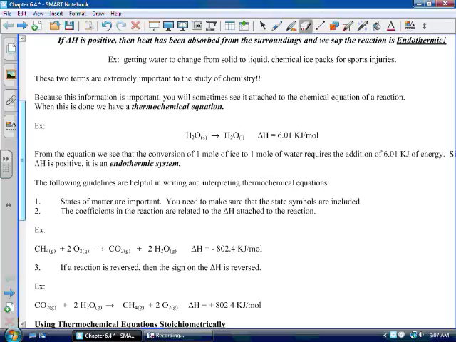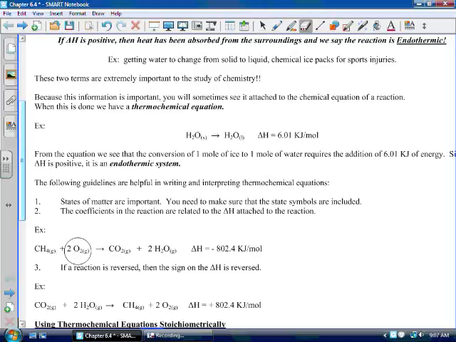Number 2, coefficients in a reaction are related to the delta H values that are attached. So in the equation I'm given here, the combustion of methane, CH4, in oxygen producing carbon dioxide and water generates negative 802 kilojoules of energy. The negative sign tells me that it's going out. It's going to release energy as I'm burning something.